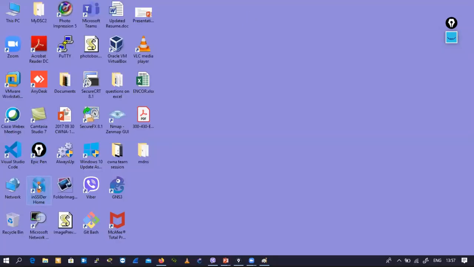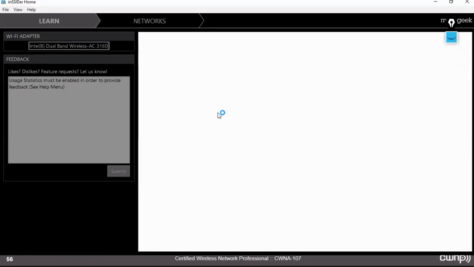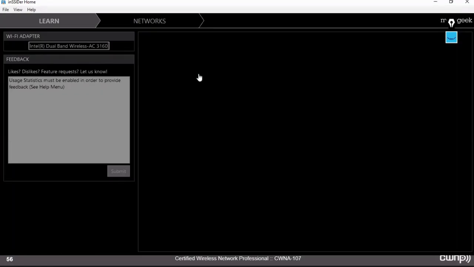I would like to open the protocol analyzer here, which is known as inSSIDer. You can follow my mouse and see here I'm opening inSSIDer. We have thousands of applications in the market. Which application you want to use is all up to you. So let's say this is inSSIDer. How much signal strength am I getting?